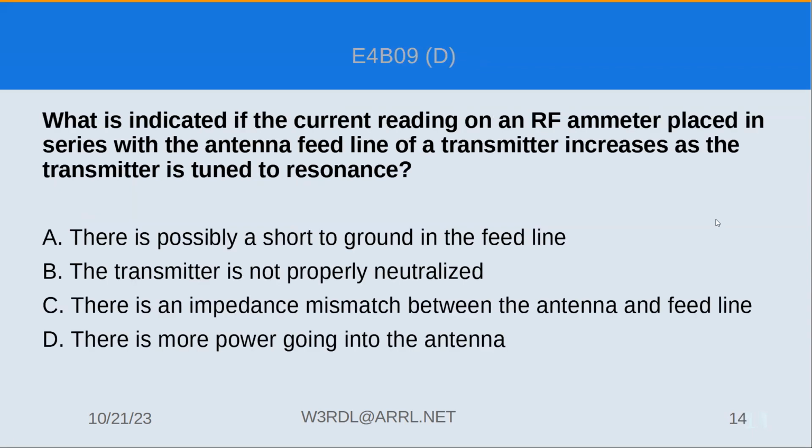So what is indicated if the current reading on an RF ammeter placed in series with the antenna feed line increases as the transmitter is tuned to resonance? More power. More power. So you're placing the ammeter right at the antenna? No, in series with the line.